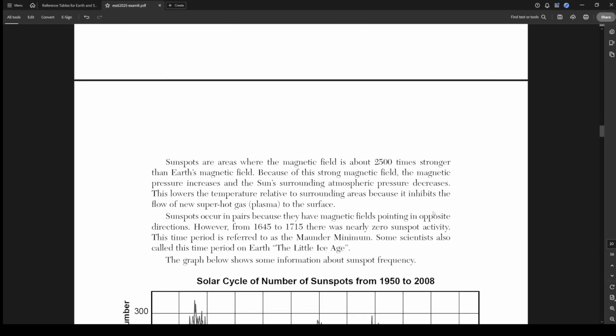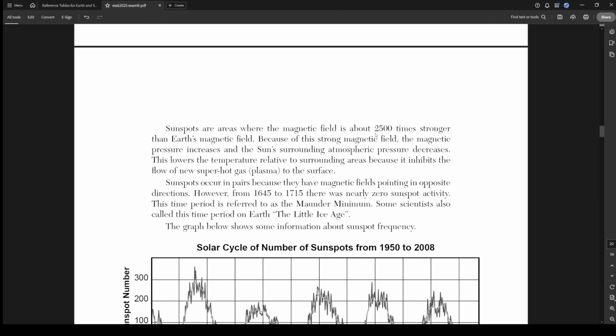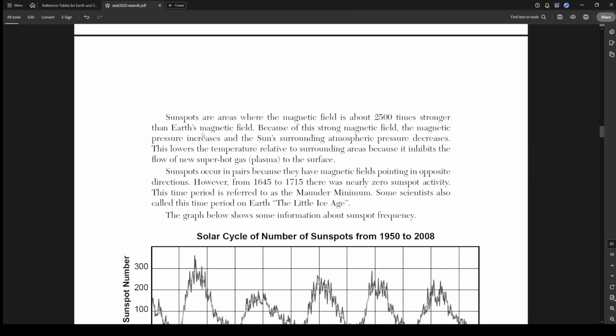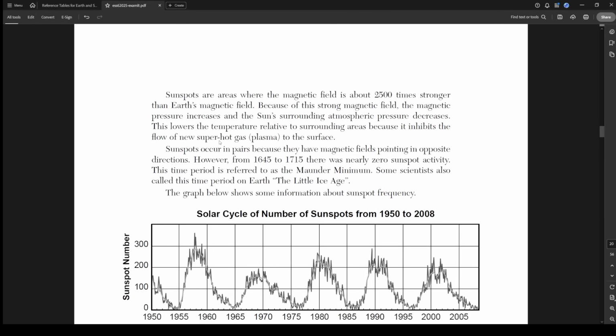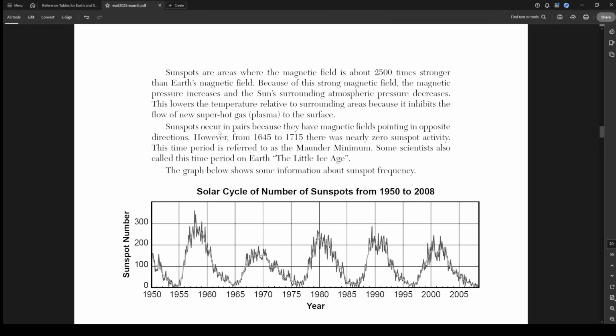All right, sunspots are areas where the magnetic field of the Earth is 2,500 times stronger than the Earth's magnetic field. Because of this strong magnetic field, the magnetic pressure increases and the sun's surrounding atmospheric pressure decreases. Okay. This lowers the temperatures relative to surrounding areas because it inhibits the flow of new superhot gas to the surface. Sunspots occur in pairs because they have magnetic fields pointing in opposite directions. However, from that year to that year, there was zero sunspot activity. This time period is called the Maunder Minimum. Some scientists also call this time period on Earth the Little Ice Age.